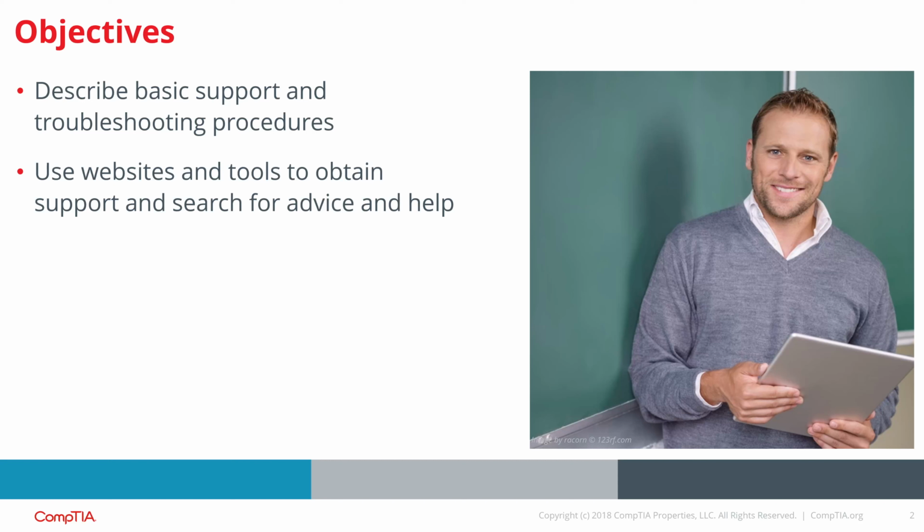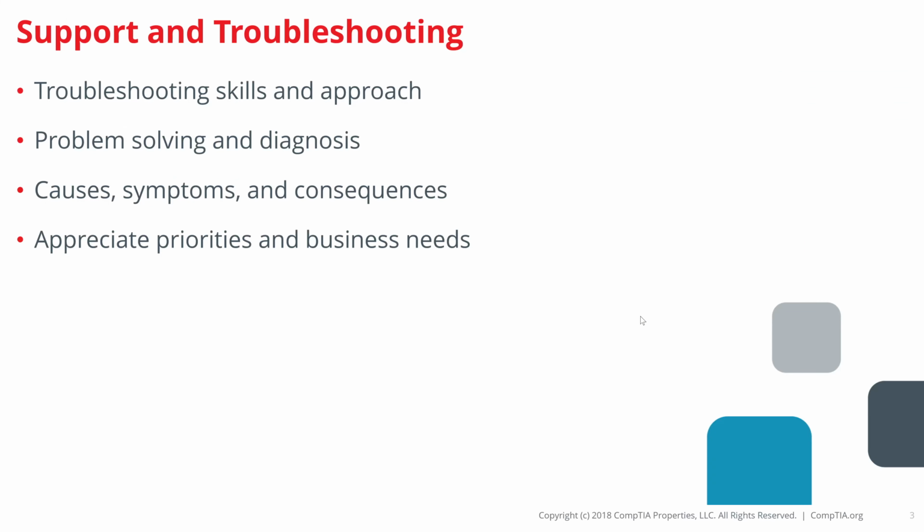So we will look at the CompTIA troubleshooting model, and that model is put out by CompTIA. You do want to become familiar with that as well. So let's go through this. First, it says what is really support and troubleshooting? Think of it as having certain skills: troubleshooting skills and approach, problem solving and diagnosis, causes, symptoms, and consequences, and appreciate priorities and business needs.